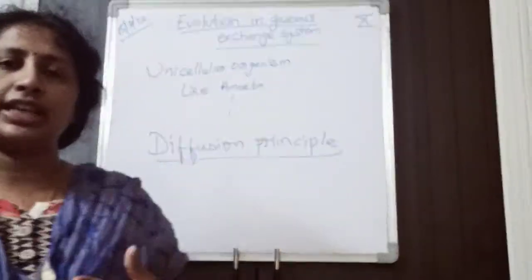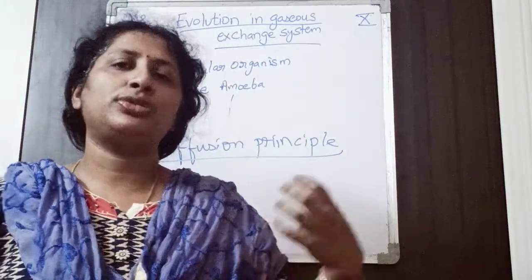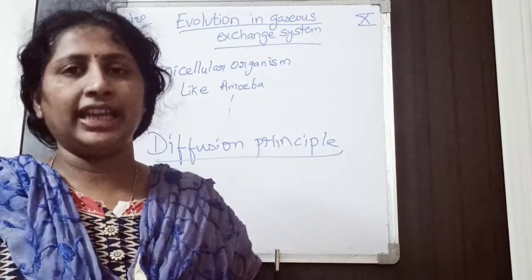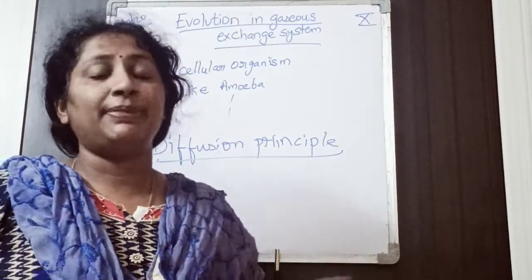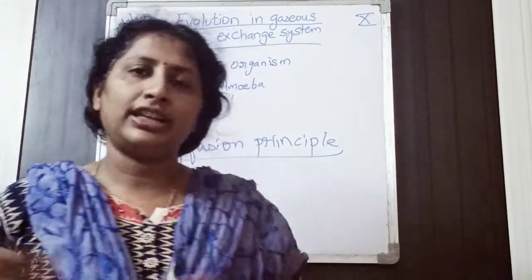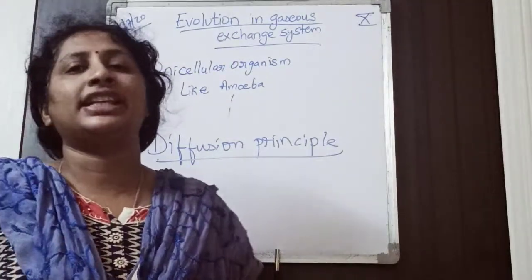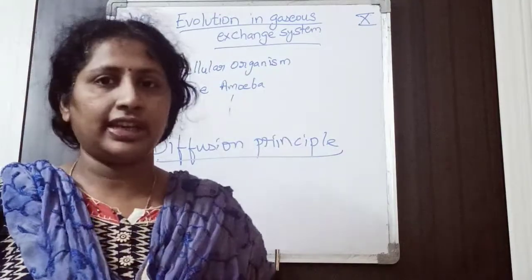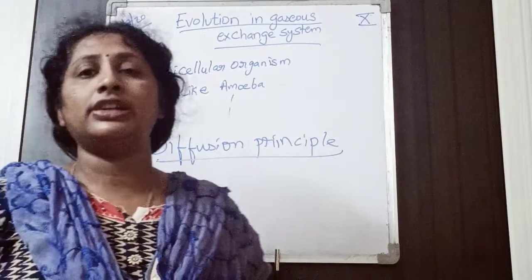Yes, respiratory organs are different. In unicellular organisms it is through simple body surface. In humans, complicated lungs are present for gases exchange. So the respiratory organs are different, but the principle from unicellular to multicellular is the same, that is the diffusion principle. So gases exchange takes place through diffusion in all the organisms. But what is different? The respiratory organs are changing.